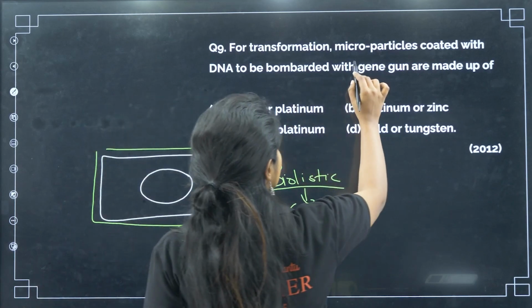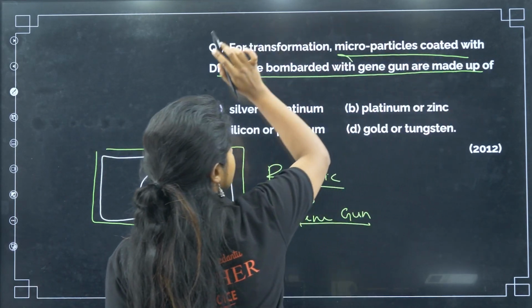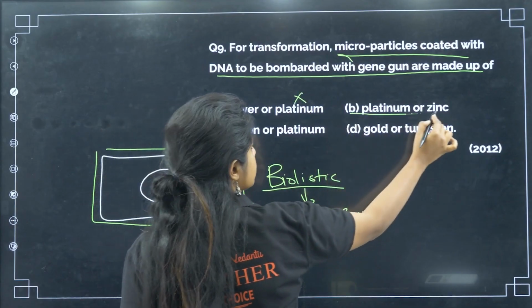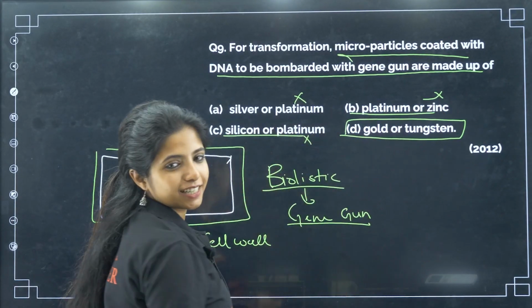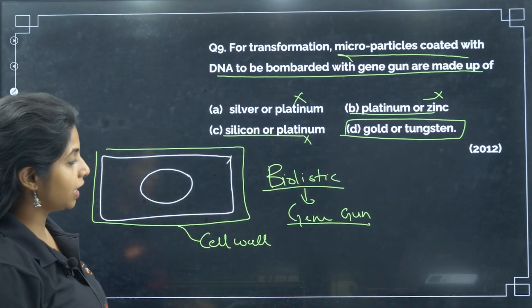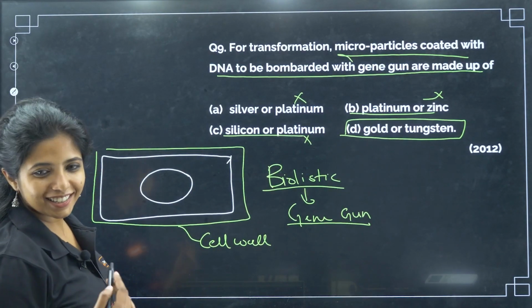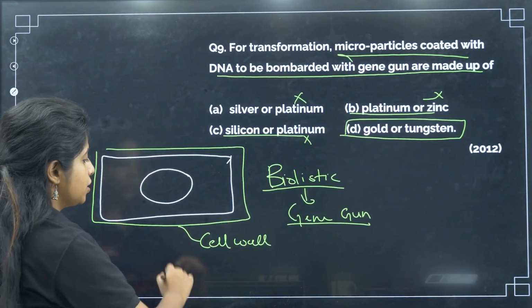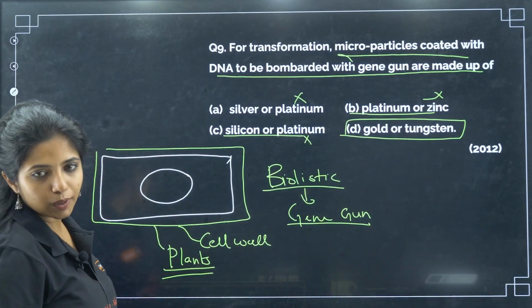Okay, so for transformation, microparticles coated with DNA to be bombarded with a gene gun are made up of: silver platinum, wrong; platinum zinc, wrong; silicon platinum, wrong; gold or tungsten, correct. GT. Greatest of all time. I know that, but for remembering it, you can do that. So this is for plant cells exclusively.